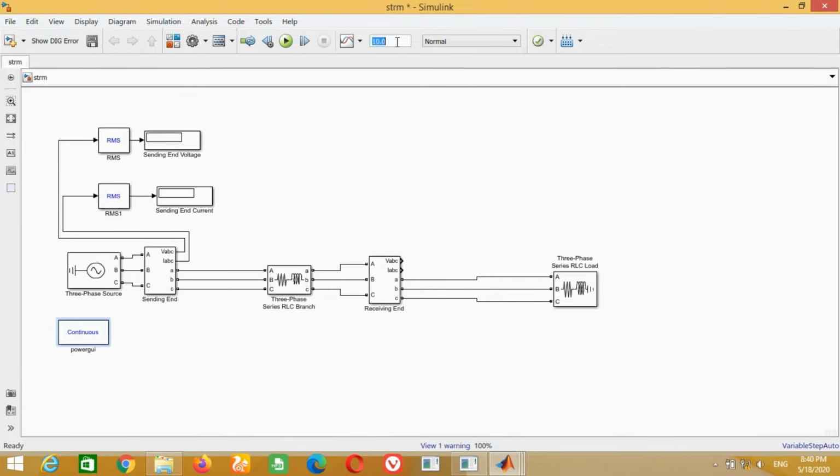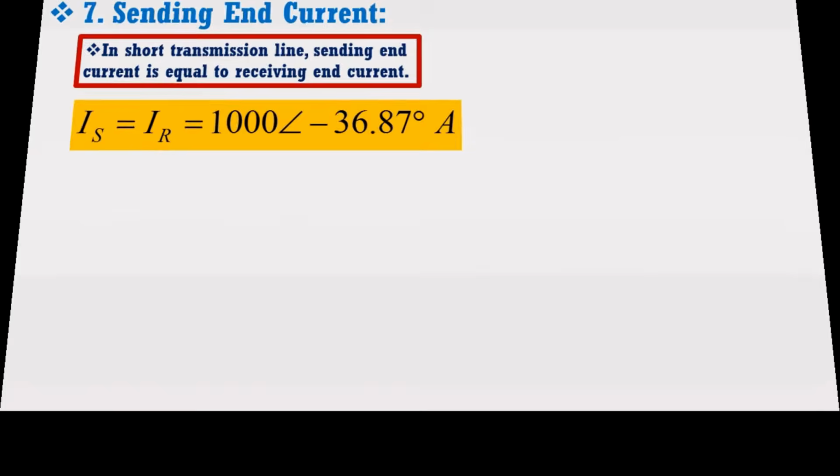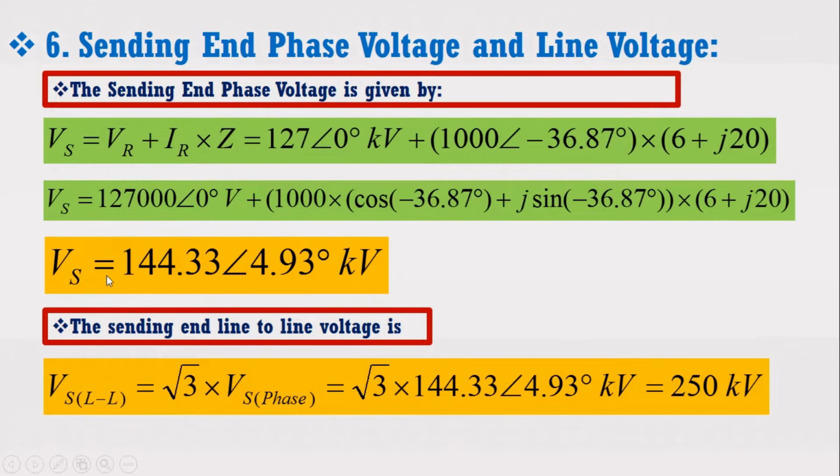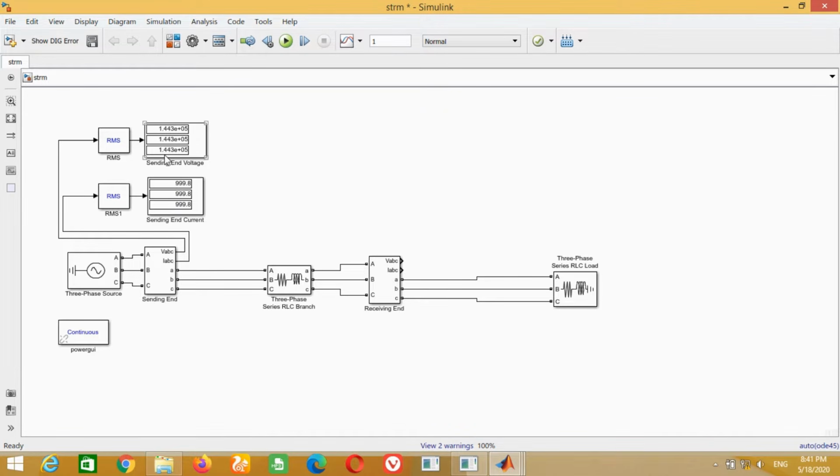Set the simulation time to 1 second. Now you can run the simulation. It is giving 3 measurements because we are measuring all 3-phase voltages and currents. You can compare the results with the example results. You can see both are correct.